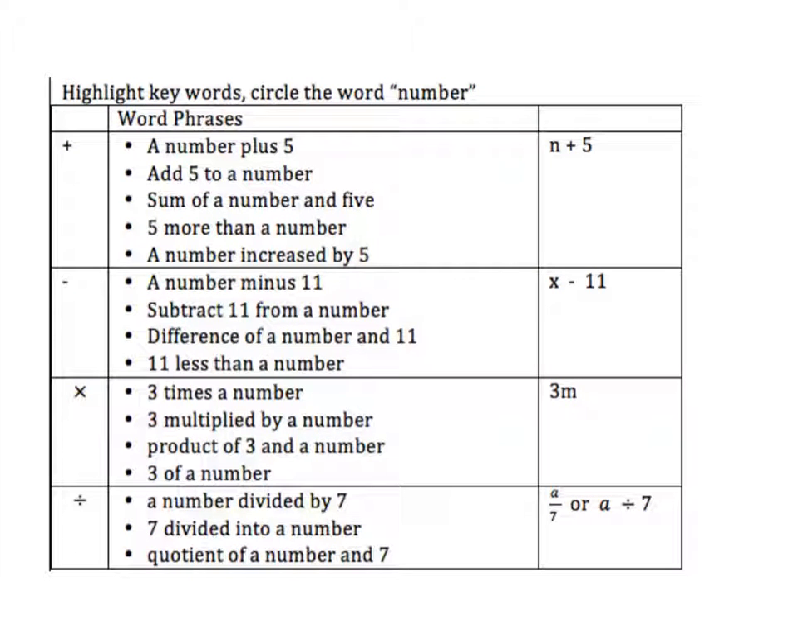In your notes, please annotate using the following instructions. First, highlight keywords that indicate the operation in this column, okay? So in the first section, you're looking for keywords that represent addition. In the second section, keywords that represent subtraction. Third section, multiplication, and the last section, division. So highlight keywords. Then circle the word number in every sentence.